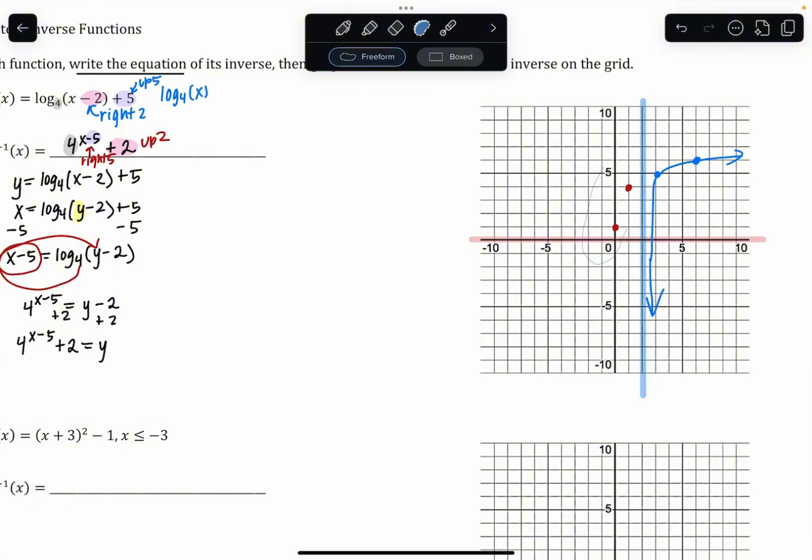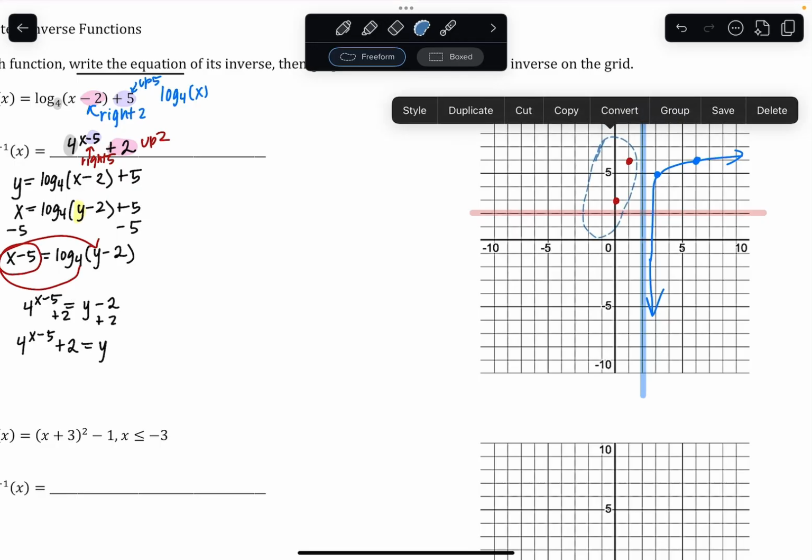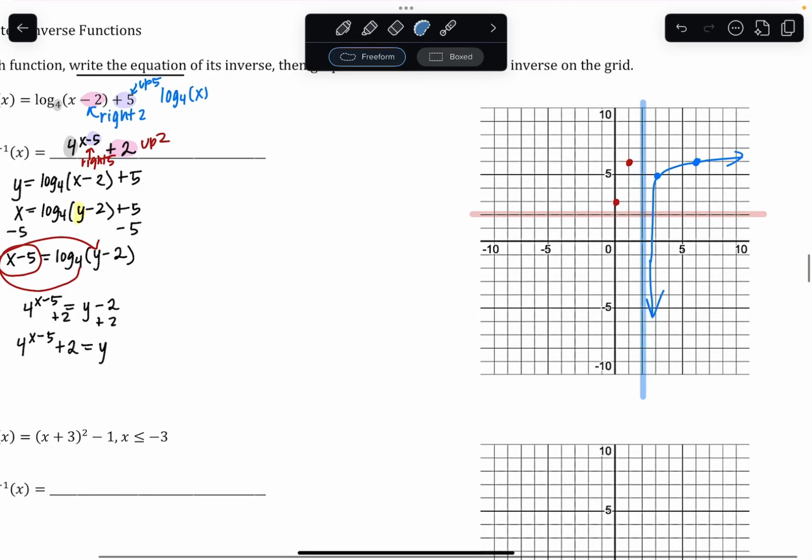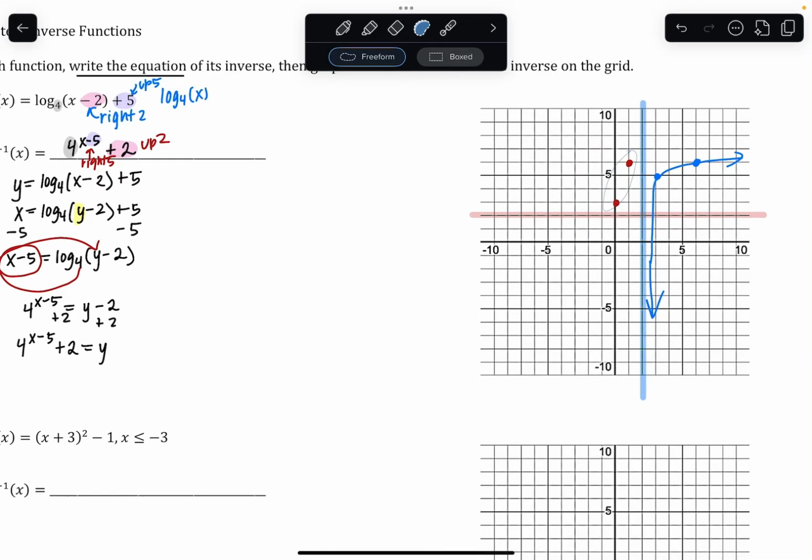And so I'll start by moving everything up 2. So up 1, up 2. So there's our new horizontal asymptote. And then we need to shift the points right 5. Moving the horizontal line right 5 isn't going to change its location. So right 5, 1, 2, 3, 4, 5. And so an exponential function is growing to the right and then going down towards the asymptote.